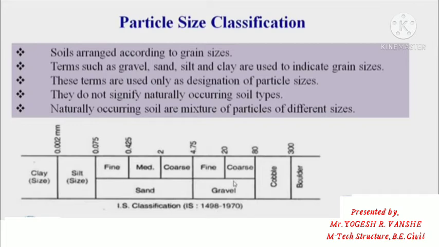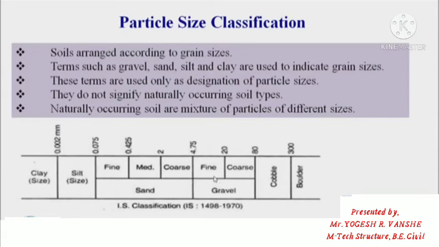Based on the soil particle size, the classification is made. You can see here the particles finer than 0.002 mm are called clay, and from 0.002 mm to 0.075 mm it is called silt, and from 0.075 mm up to 4.75 mm this soil is basically sand. In the sand again, a division is made based on size: fine grained up to 0.425 mm, medium grained up to 2 mm, and then coarse grained. Then the particles having a size more than 4.75 mm are called gravel, up to 80 mm.